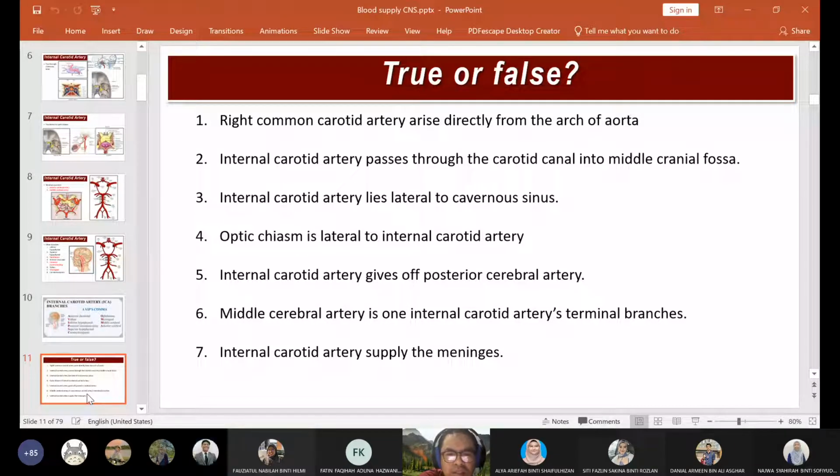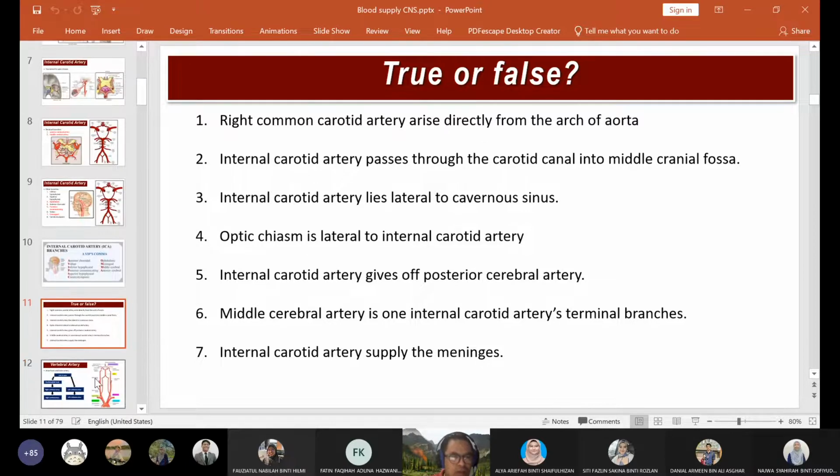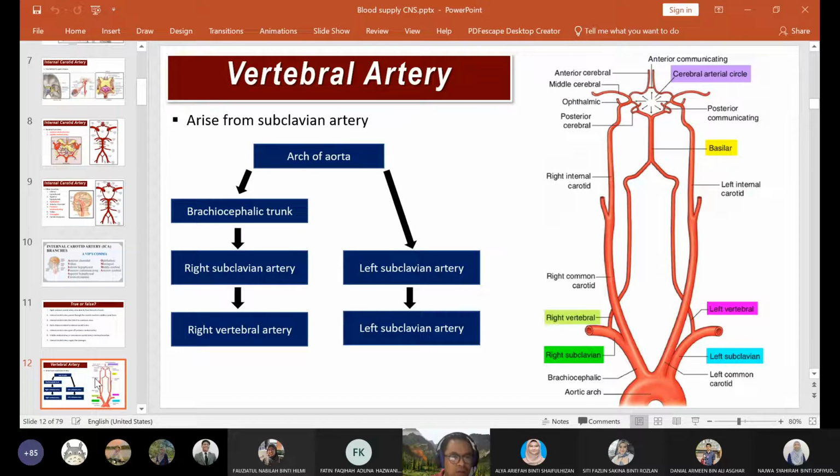Optic chiasm is lateral to the internal carotid artery. False. Very good. Internal carotid artery gives off the posterior cerebral artery. False. Very good. Middle cerebral artery is one of the internal carotid artery's terminal branches. True. Very good. Internal carotid artery supplies the meninges. True. Very good.